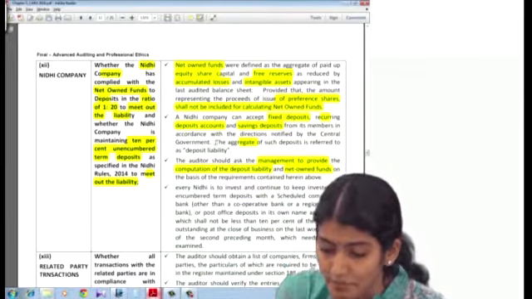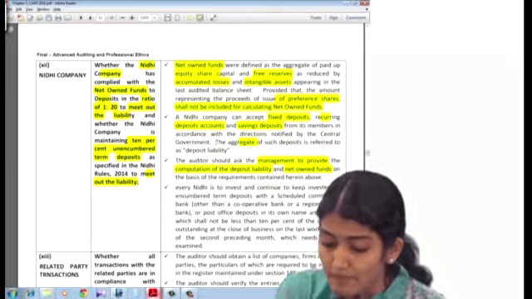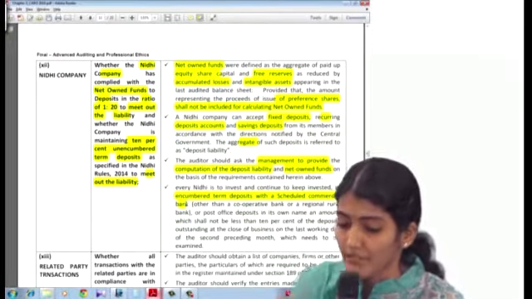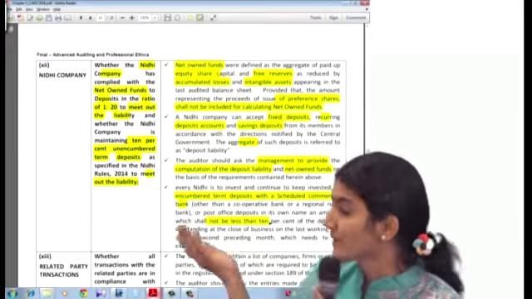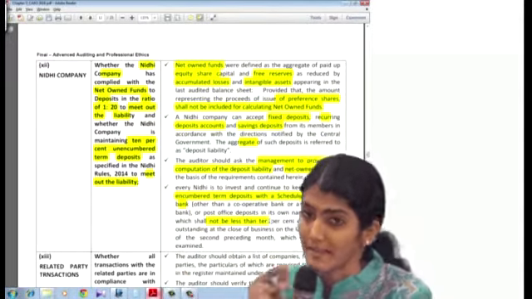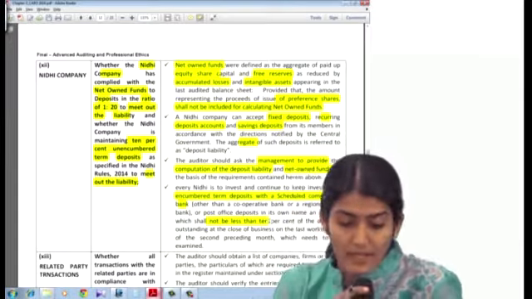And then it says it has to keep invested at least 10% in the unencumbered term deposits with a scheduled commercial bank, which will not be less than 10% on the second preceding month, which needs to be examined. Right, so that was the question.